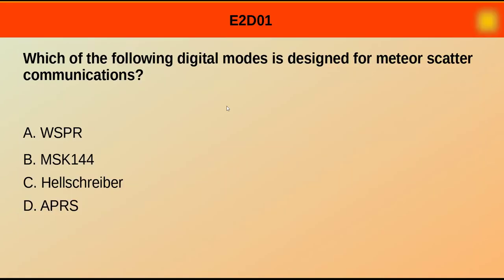Which of the following digital modes is designed for meteor scatter communications? It starts with MS, meteor scatter. Gee, not Hellschreiber? That's a real thing, but I don't know what it is.